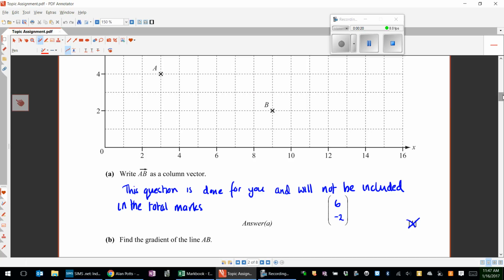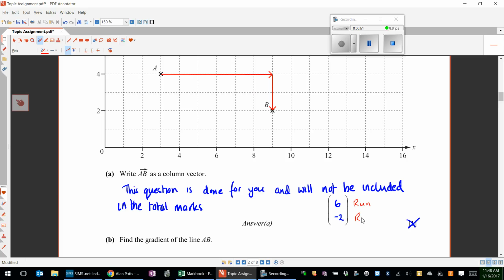Can you see where the 6 and minus 2 come from? Yes, I see where the 6 comes from. It's just like rise and run, only in the other order. The 6 comes from the fact that you would move 6 in the x direction and minus 2 in the y direction. So we could think of it as, well, that's the run and that's the rise.